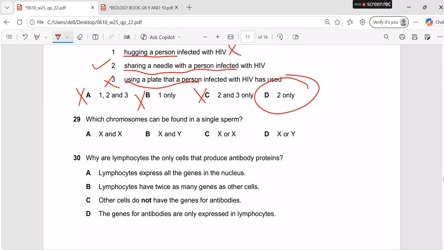Okay. Question number 29. Which chromosomes can be found in a single sperm? A single sperm is a male sex cell or male gamete. So which chromosomes can be found? I again assume and expect my students to go directly to the answer. Why? Because it is a very, very super easy question. Is it XX? Not at all. Is it X and Y? No, it can be X or Y. It cannot be X and Y.